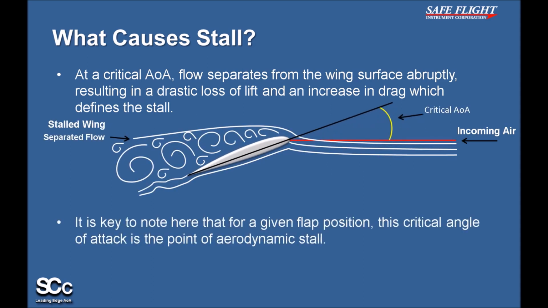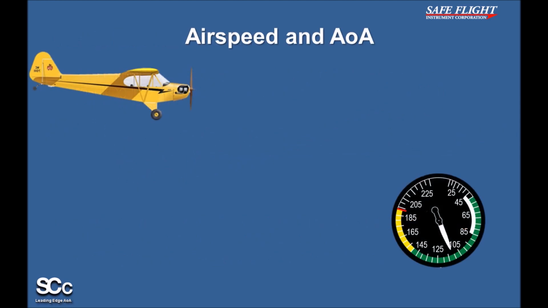It is key to note here that for a given flap position, this critical angle of attack is the point of aerodynamic stall, regardless of gross weight, center of gravity, maneuvering load, bank angle, or turbulence, although the indicated airspeed will vary with each of these factors. Avoiding this critical angle of attack will avoid stall conditions. The following slide explores the relationship between airspeed and angle of attack in more detail.